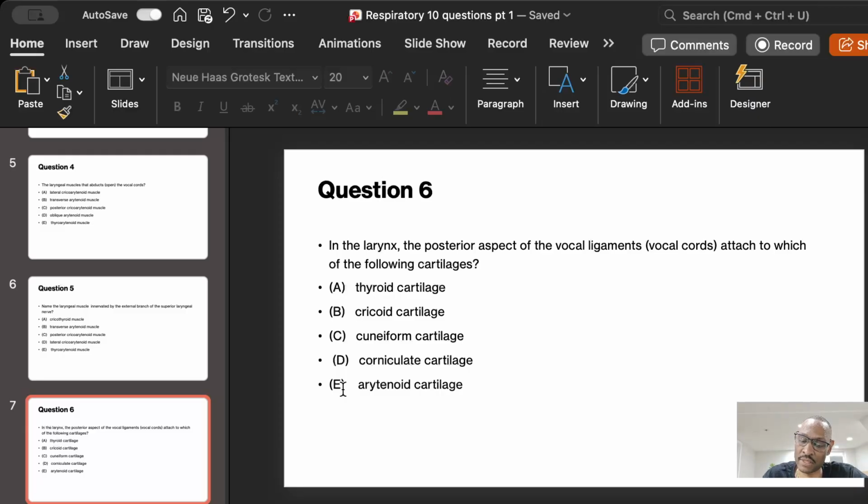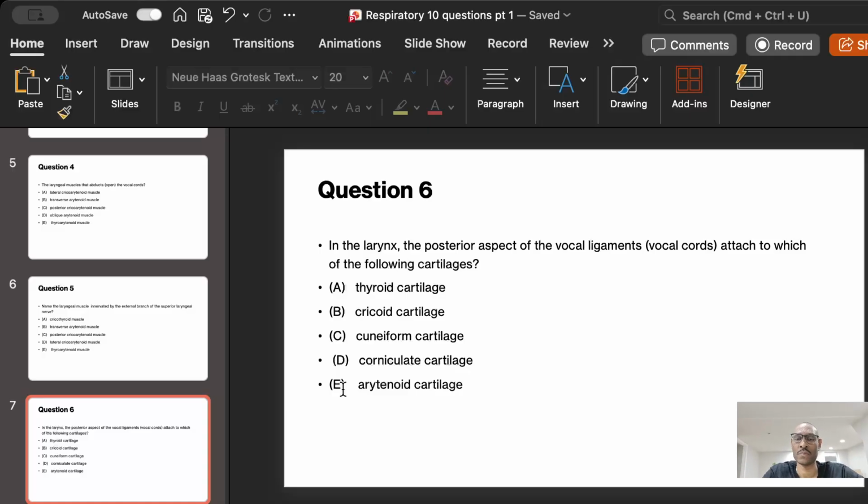All right, so this one now kind of breaks it down into the cartilages. So they want to know about the cartilages that attach to the posterior vocal ligament. This ties into a bigger picture in anatomy: understanding not only the muscular component, the nerve innervation, the blood supply, but also the cartilage of the airway.